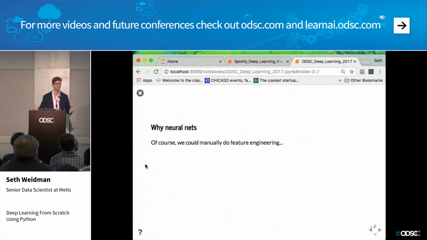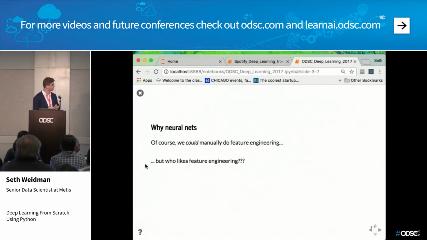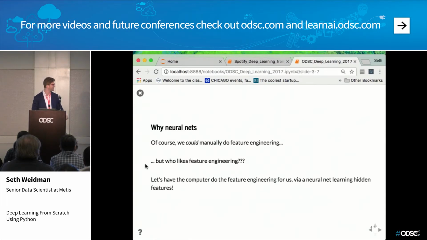We could instead figure out what those intermediate features are manually. We could do feature engineering. We could find combinations of our input features that allow us to predict our output. That's what a lot of cutting-edge machine learning research was before neural nets, especially in computer vision. But, of course, who likes feature engineering? Let's have the computer do the feature engineering for us via a neural network.